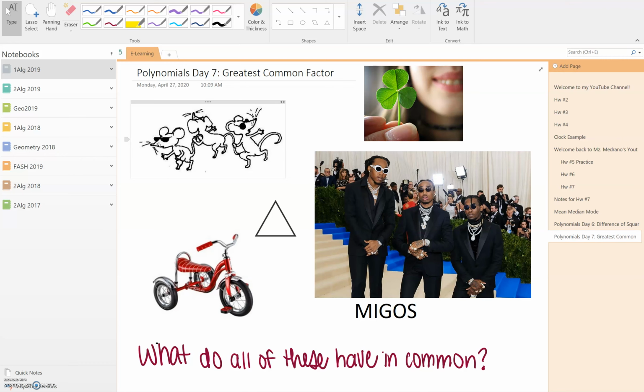So today we're going to be talking all about greatest common factor. Before we go ahead and get started, take a look at all of these pictures. What do all of these pictures have in common? Yep. Well, I'm sure you came up with a number of things that all of these pictures have in common, but one thing is for sure, all of these things have the number 3 in common.